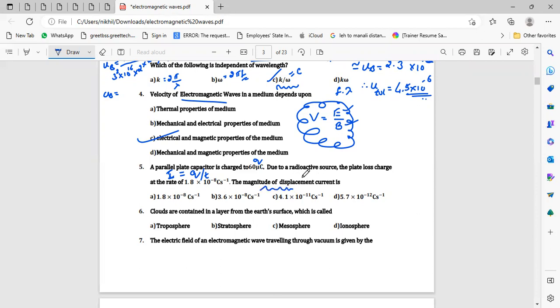What's the definition of the displacement current? Displacement current is the current due to the loss of the energy. So displacement current is basically Q by T only. Q by T is already given, that is 1.8 into 10 power minus 8 coulomb per second. So option A is the right answer. 1.8 into 10 raised to minus 8 coulomb per second.